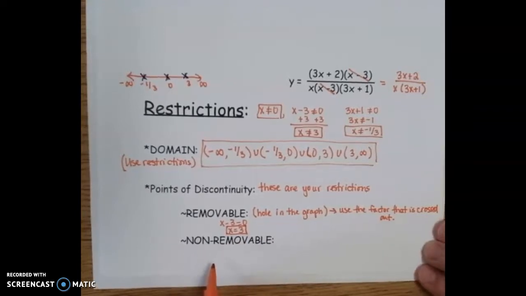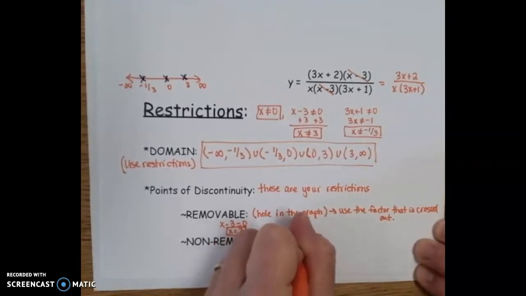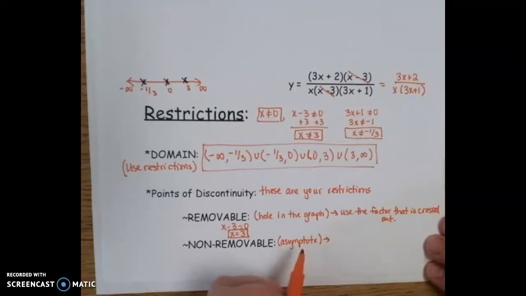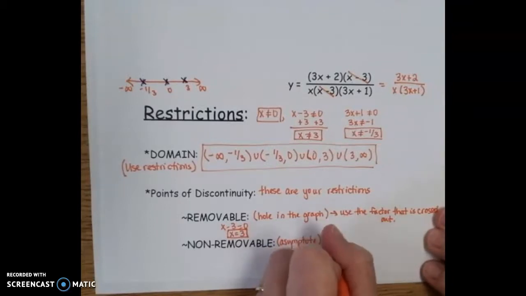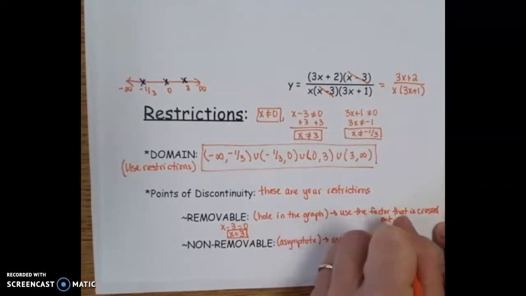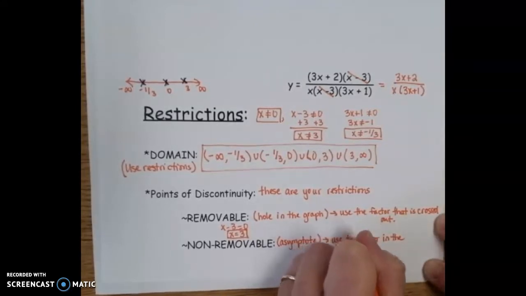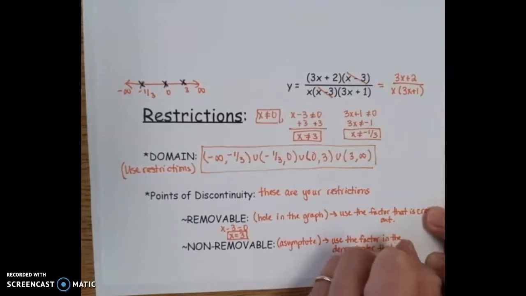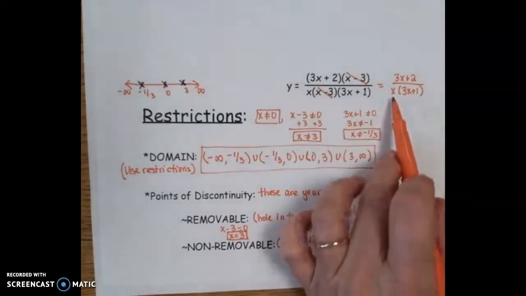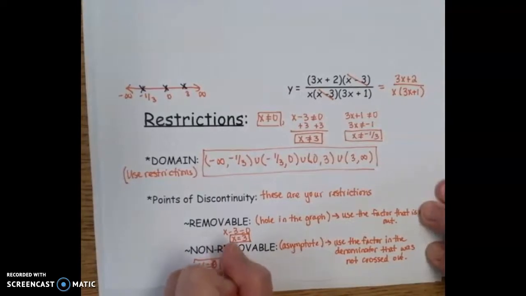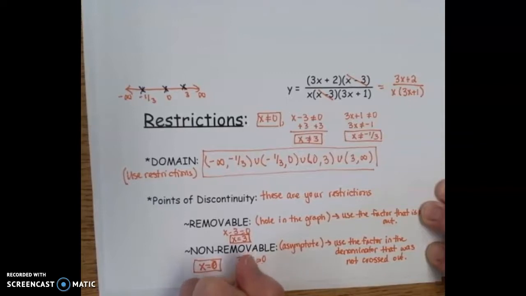The other type is called non-removable, and that means there's an asymptote there. So to refresh your memory, an asymptote is just a line that your function is getting closer and closer to, but will never touch. And you're going to use the factor or factors in the denominator that was not crossed out. So if we look back up at our function, the x was not crossed out, so you're going to set that equal to zero. Okay, and then this 3x plus 1 was not crossed out, so set that equal to 0. We would subtract 1, and we would divide by 3, to get x is equal to negative 1/3.